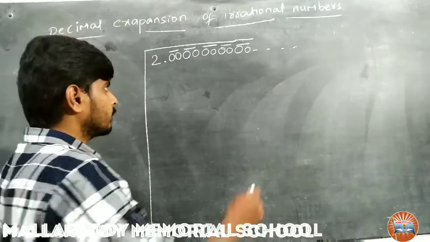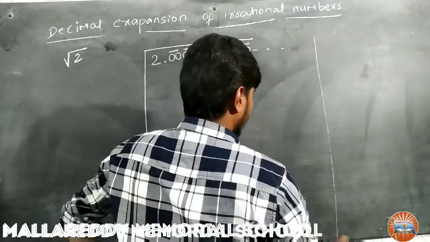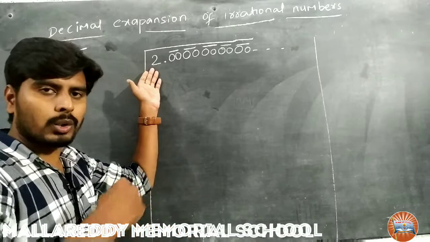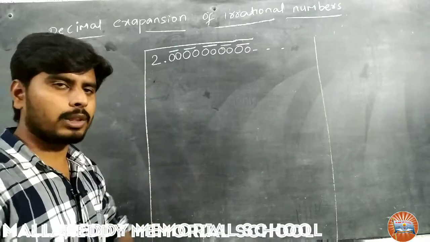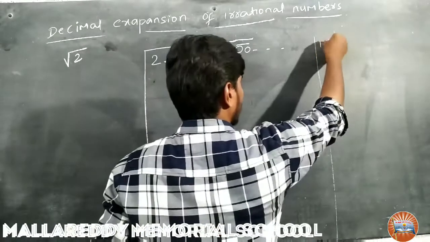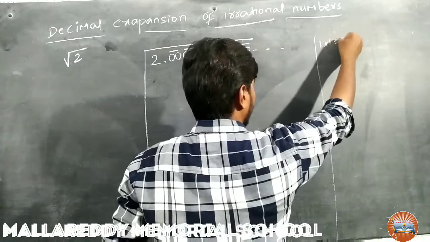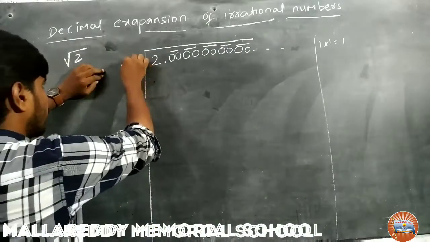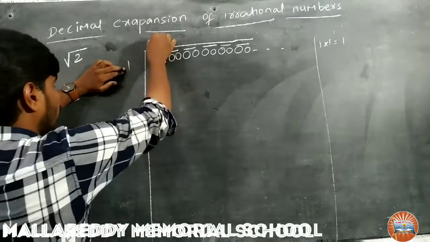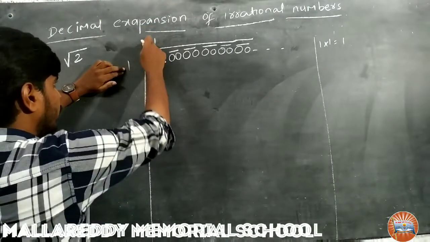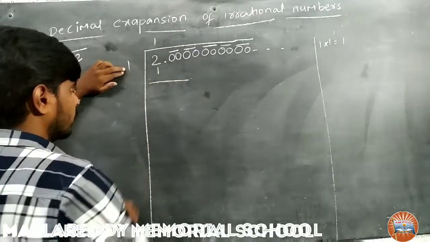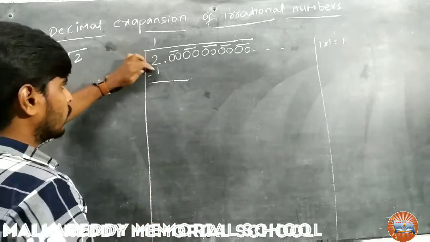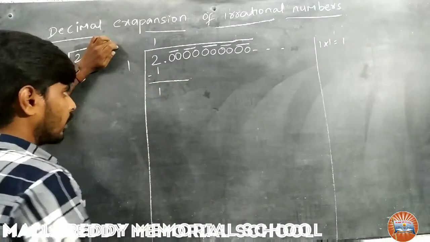First of all, look here. What is the perfect square below 2? The only possible thing is 1. So 1 into 1 equals 1. Take 1 here as divisor and quotient 1. 1 into 1 is 1. So subtract. It becomes 2 minus 1, 1, isn't it?